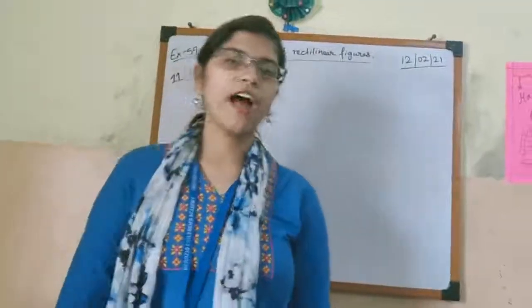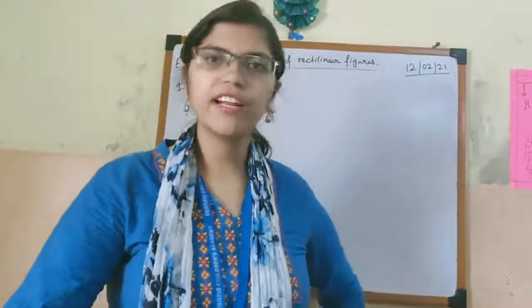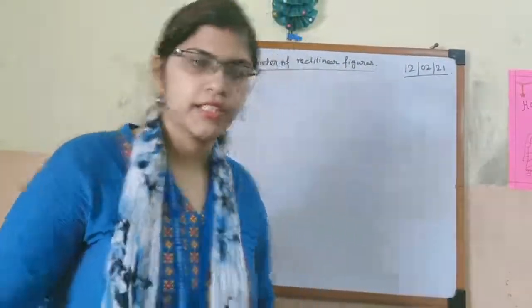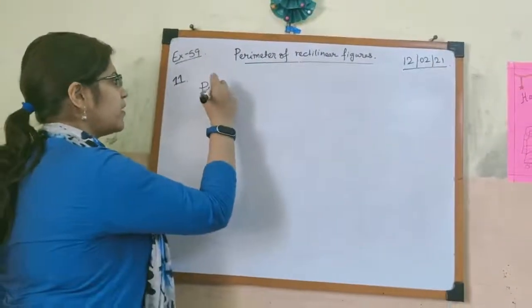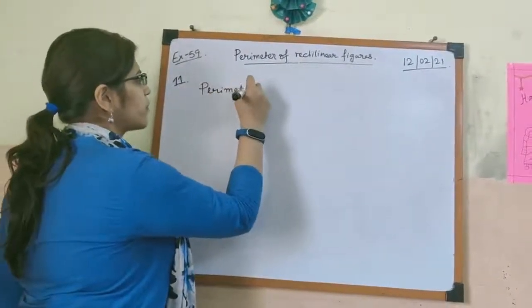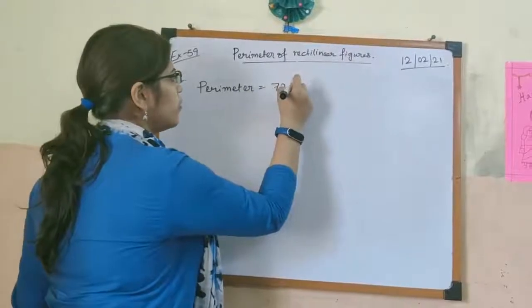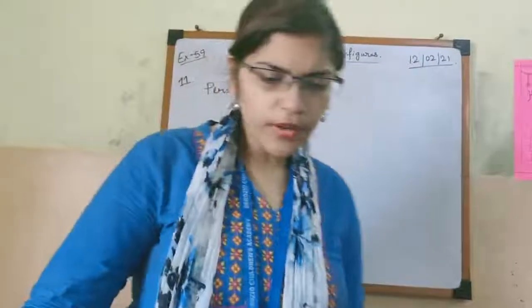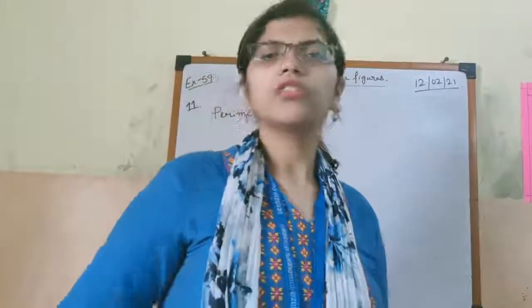Now next we have sum number 11. In this sum the question says the perimeter of a square field is 72 meters. So we know the perimeter is equal to 72 meter. Now it says find the length of the side of the square.